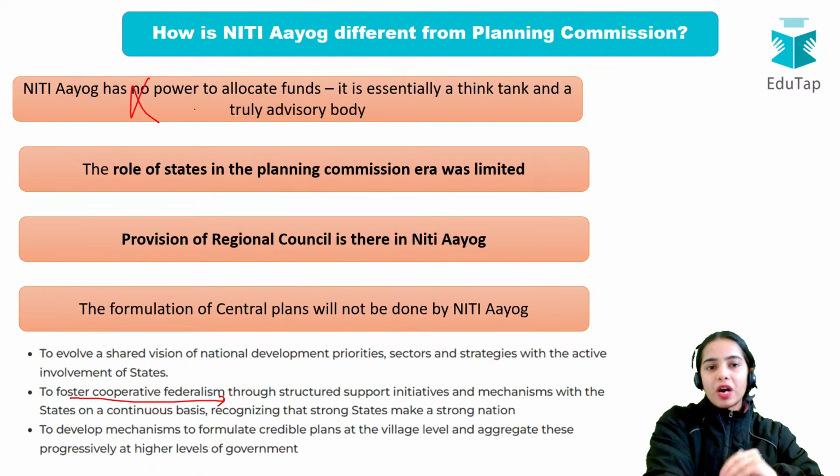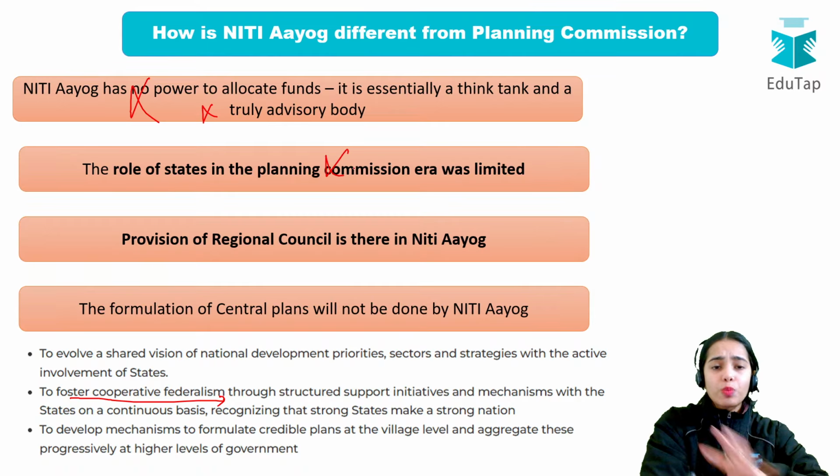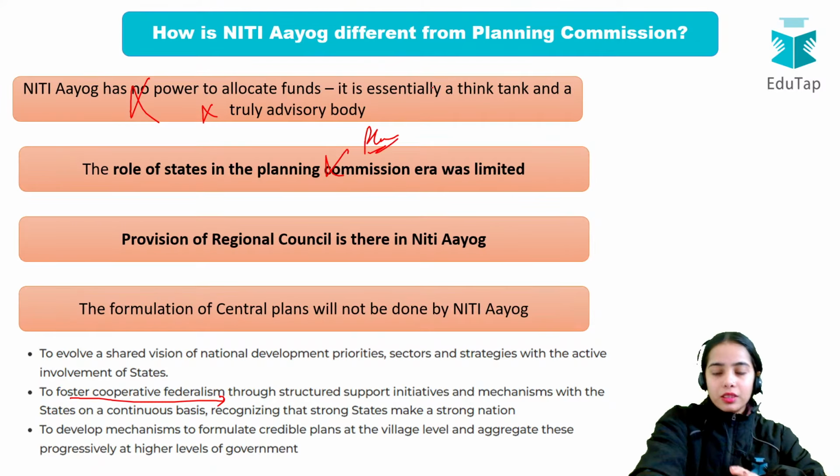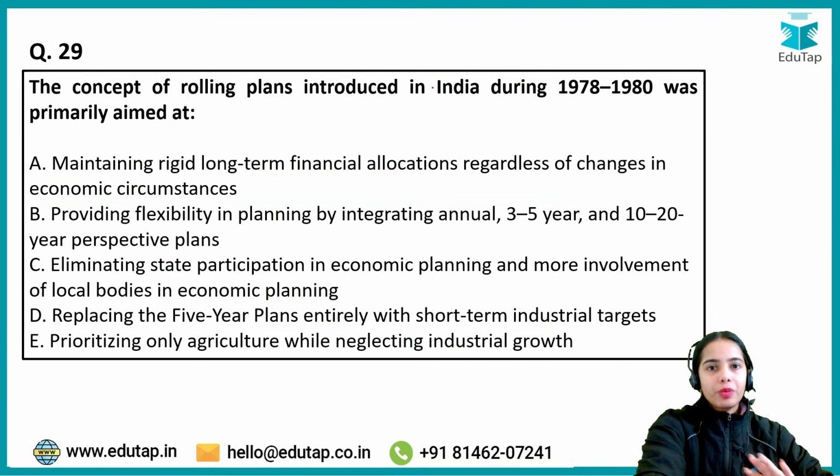NITI Aayog has no power to allocate the funds. NITI Aayog has no power to make the 5-year plans and such. It cannot be made by the NITI Aayog.